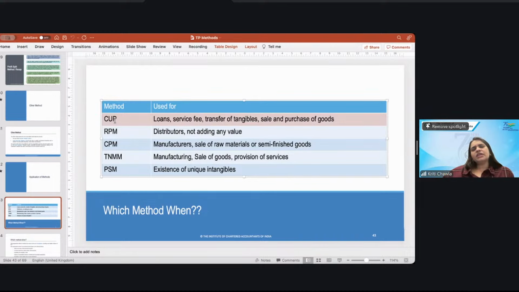Can you tell me what is the essence? Where exactly, on a more generic basis, can CUP be used? These are very specific transactions, but very generically, on a more general basis, where can CUP be used? Can you give me an example?